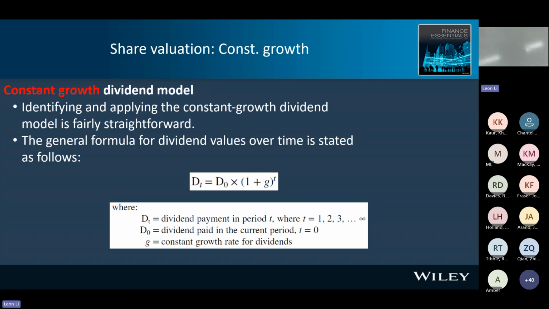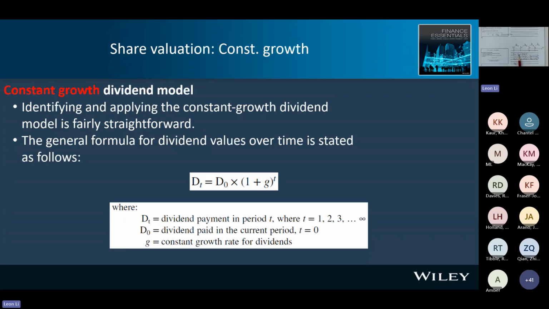I like to use a timeline to show you what a constant growth dividend model is. This is the idea of constant growth. We have dividends every year, D0, D1, D2, D3, forever. The dividend will change, but the growth rate is a constant. From D0 to D1, the dividend growth rate is G. From D1 to D2, again, the dividend growth rate is G. This is the process.